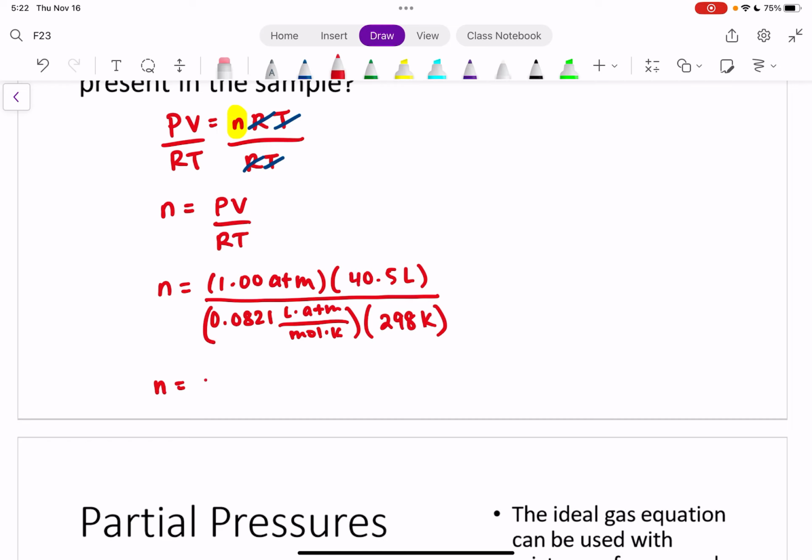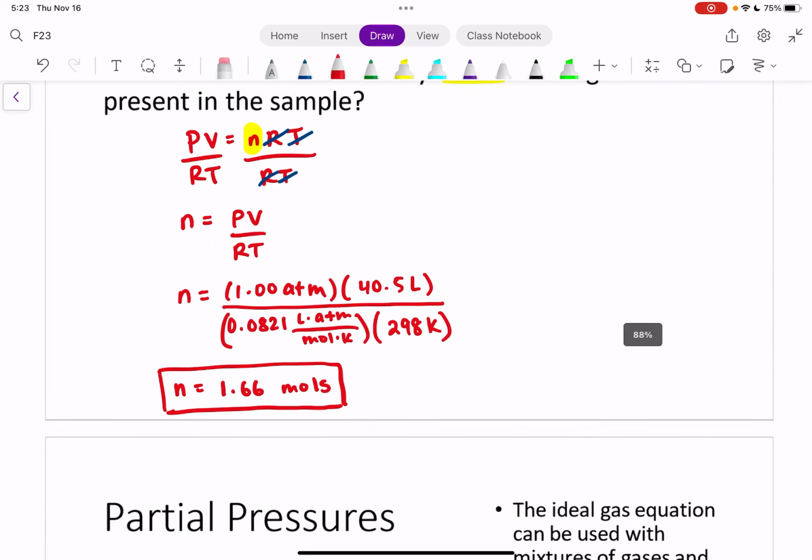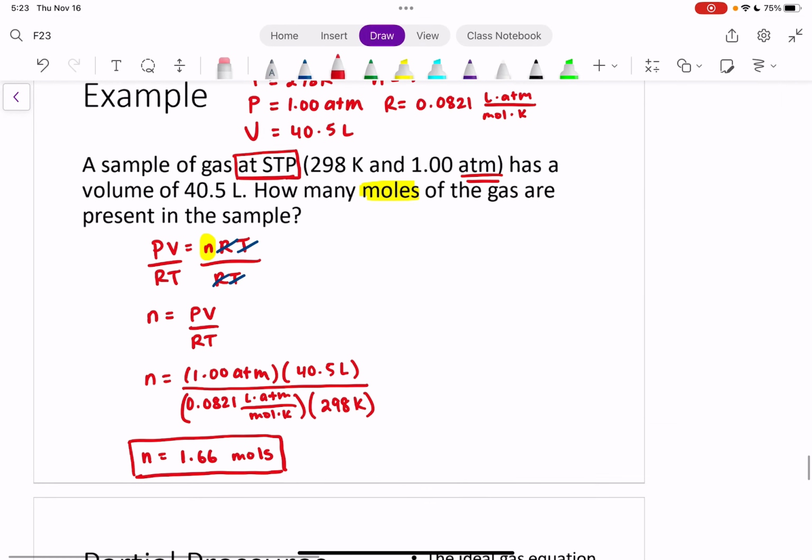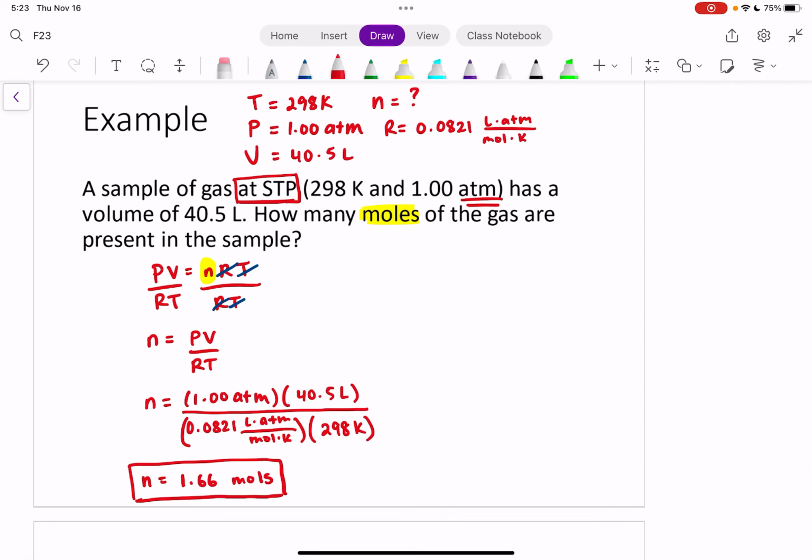which I got, let's do 1.66, because we want 3 sig figs all around. And that is moles. So at standard temperature and pressure, in this sample of gas, there are 1.66 moles of our gas present.